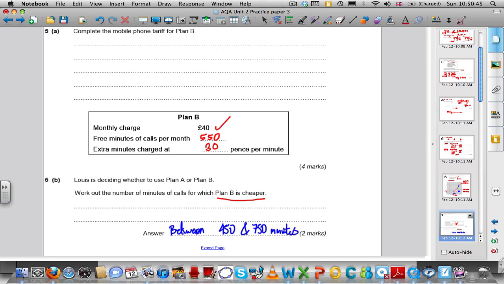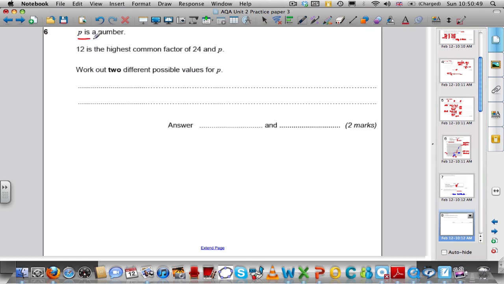Okay? Right, let's move on to the next question. Question 6. P is a number. 12 is the highest common factor of 24 and P. You've got two numbers, 24 and P, and you know 12 is the highest common factor. Work out two different possible values of P.